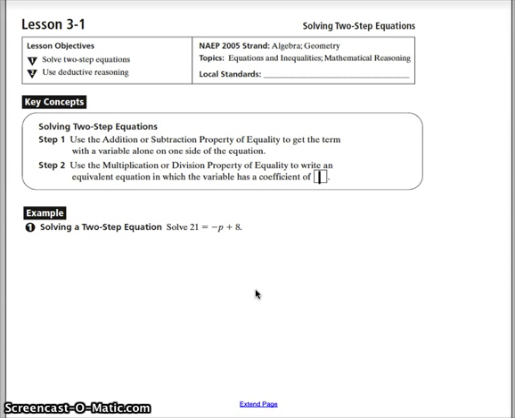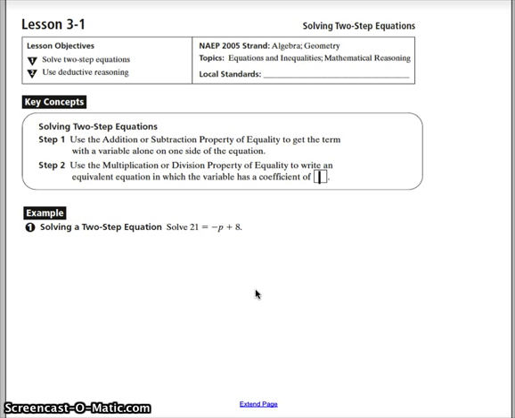The objectives for this lesson are to solve two-step equations and then use deductive reasoning in order to help you solve those equations. When solving two-step equations, you first want to use the addition or subtraction property of equality to get the term with the variable alone on one side of the equation, which means we're going to either add or subtract the same thing on both sides of our equation in order to keep everything balanced.